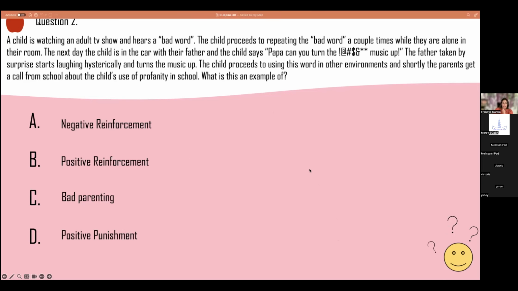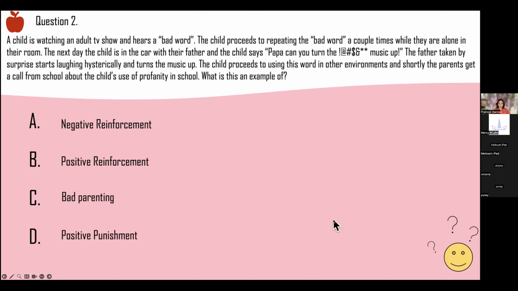Next is another question. I'm going to read it and then I'll give you a few seconds to read it again and answer. So a child is watching an adult TV show and hears a bad word. The child proceeds to repeat the bad word a couple times while alone in their room. The next day, the child is in the car with their father and says, "Papa, can you turn the music up?" The father, taken by surprise, starts laughing hysterically and turns the music up. The child proceeds to use this word in other environments, and shortly the parents get a call from school about the child's use of profanity. What is this an example of?